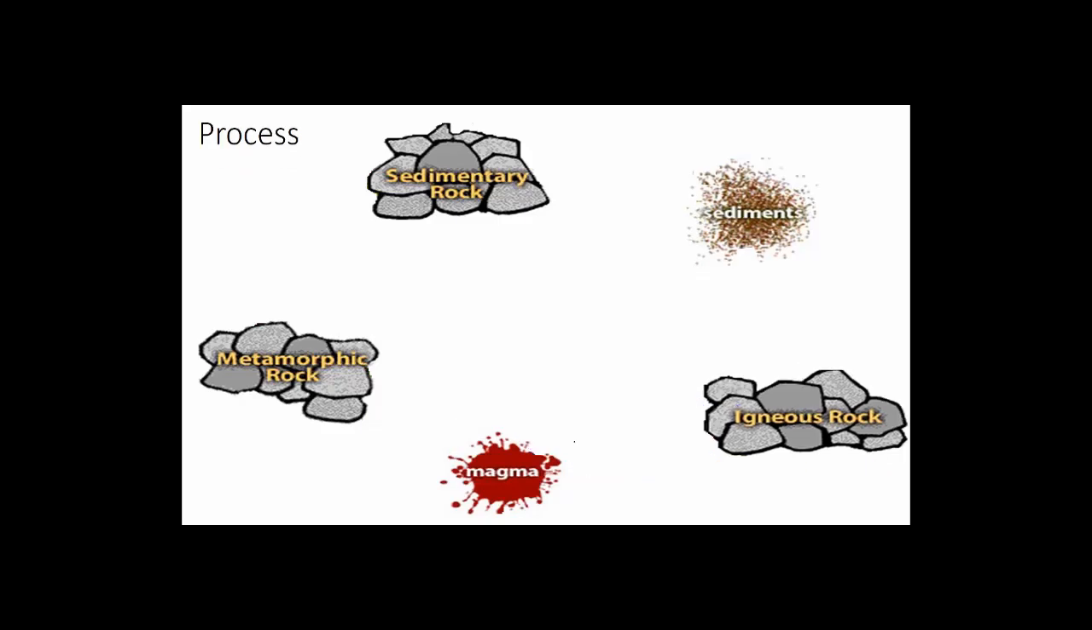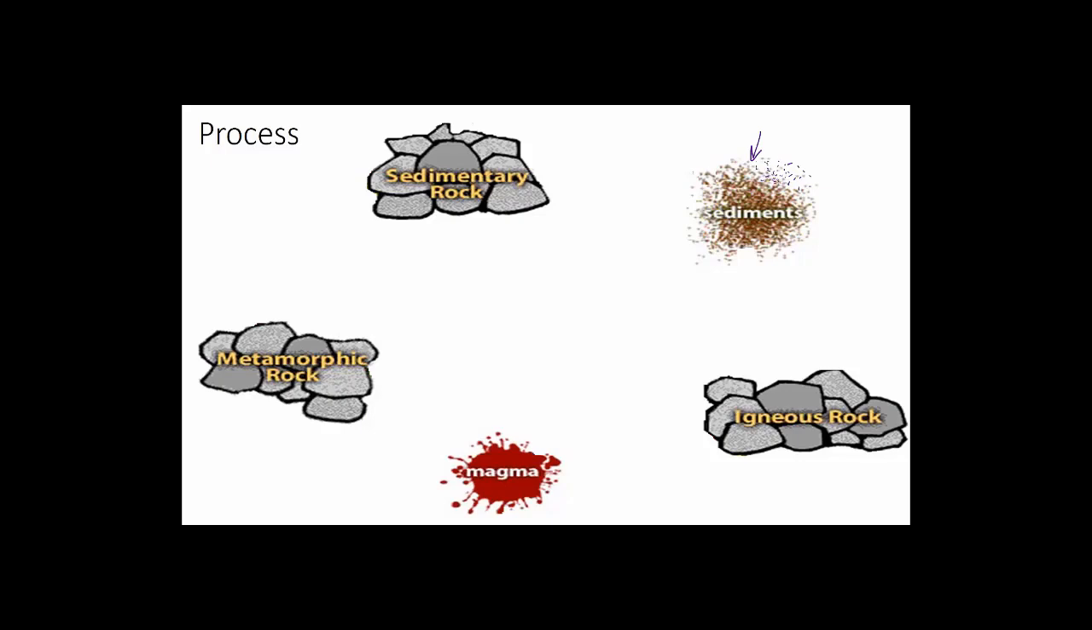The second process that can change rocks is weathering and erosion. Weathering is the process where water or wind or ice can break down a larger rock into the tiny pieces of sediment, which we have here. And then the process of erosion is what happens when water or wind or ice move that sediment somewhere else. So you end up with all of these tiny pieces of sediment from lots of different rocks, and they just kind of all get mixed together.